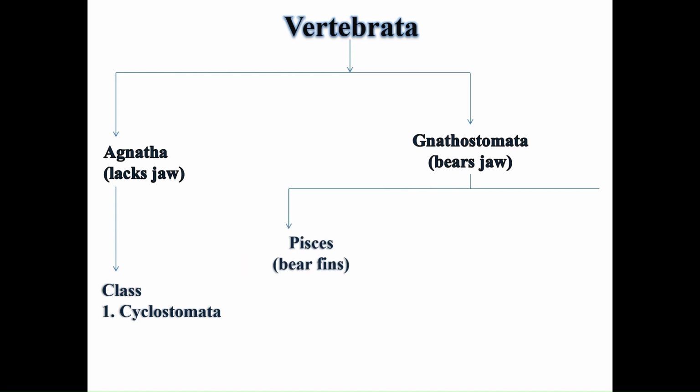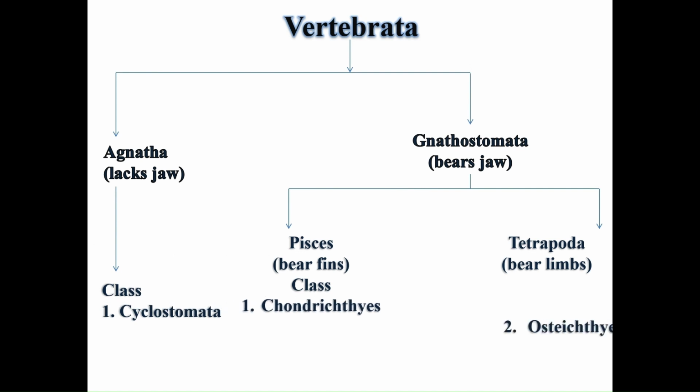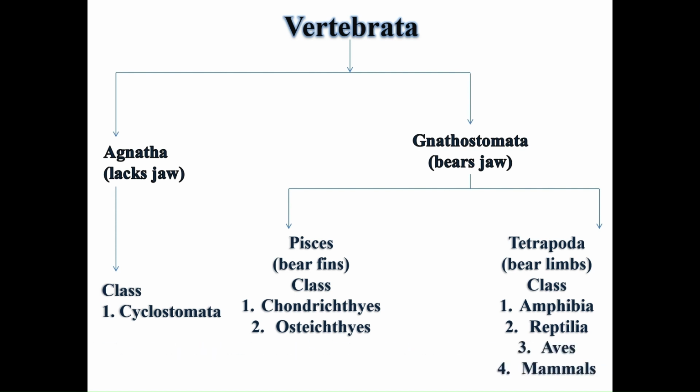Pisces, they bear fins, and Tetrapoda, they bear limbs. Pisces has two classes, Chondrichthyes and Osteichthyes, and Tetrapoda has four different classes: Amphibia, Reptilia, Aves, and Mammals. Today, I will discuss these three classes: Cyclostomata, Chondrichthyes, and Osteichthyes. So, let's start.